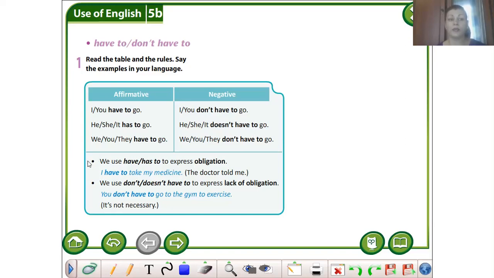So, when do we use have to and has to? We use have to and has to to express obligation. Look at the example. I have to take my medicine. The doctor told me. We use don't, doesn't have to to express lack of obligation. You don't have to go to the gym to exercise. It's not necessary. So, let's try to do some exercises.